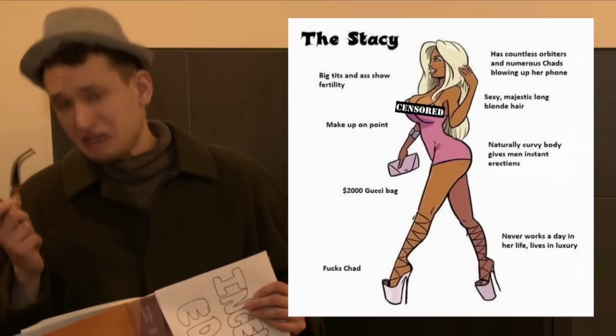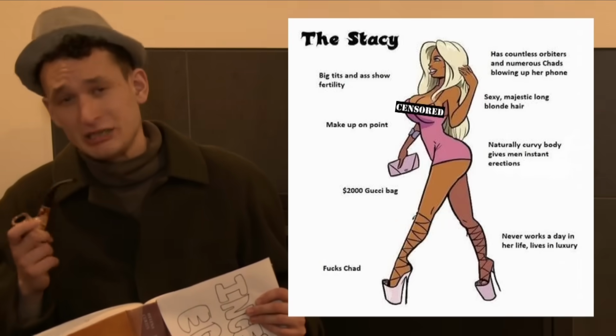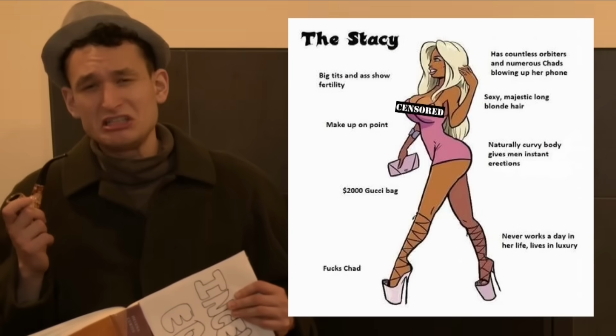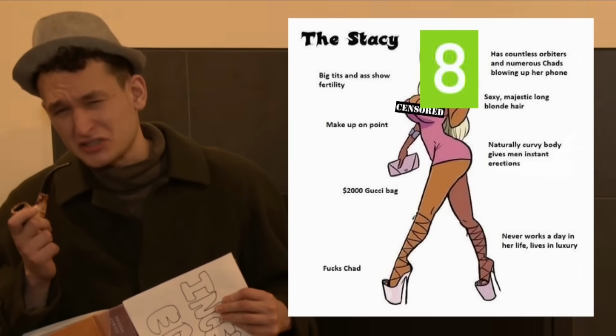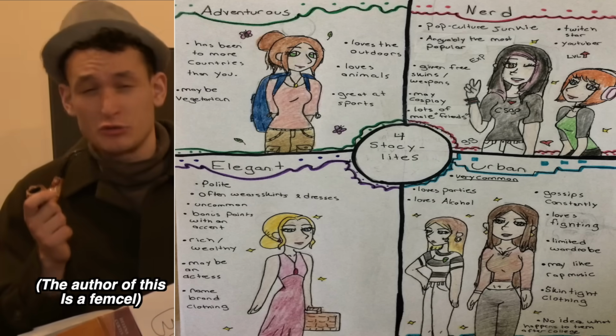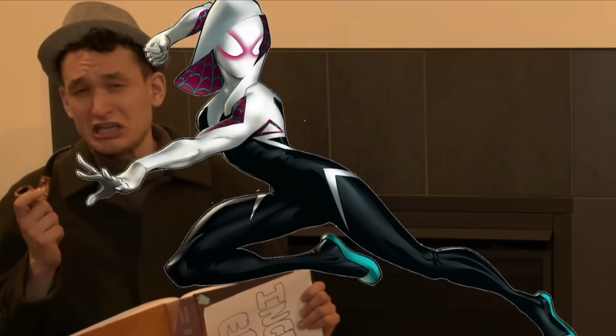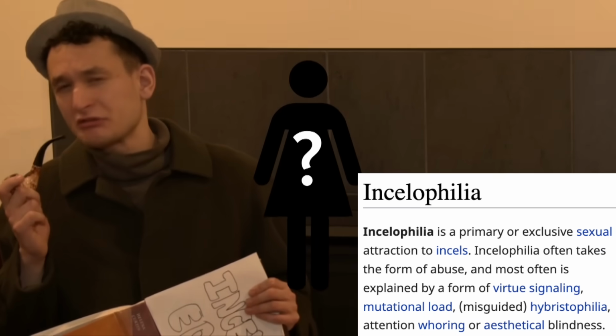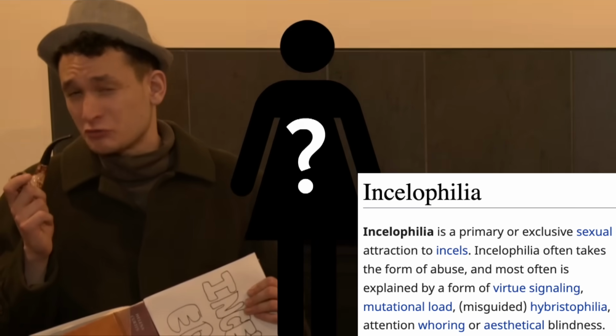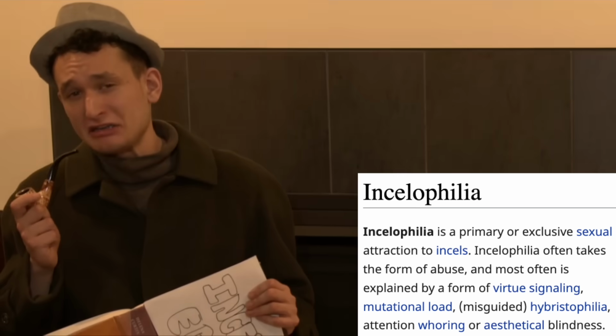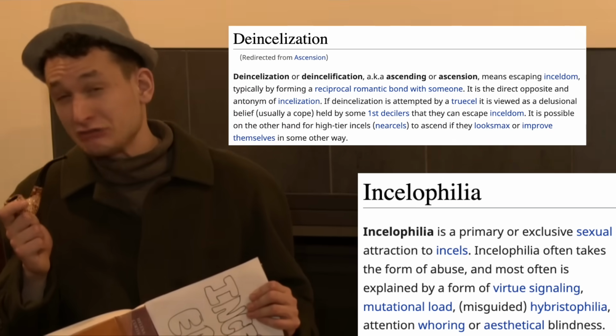Then of course we have Stacies, who are attractive women, typically boned by chads. Stacies are typically 8 out of 10 on the decile scale. A Stacy Light, however, would only be a 7, and a Becky would be around a 6 or a 5. Gigastacies are 9s and 10s. An incelophile is a hypothetical female who has a fetish for true cells. This is often fantasized as a mode of ascension for incels.